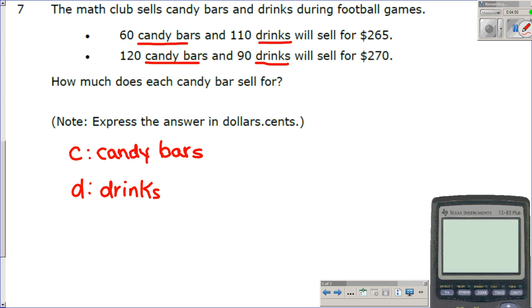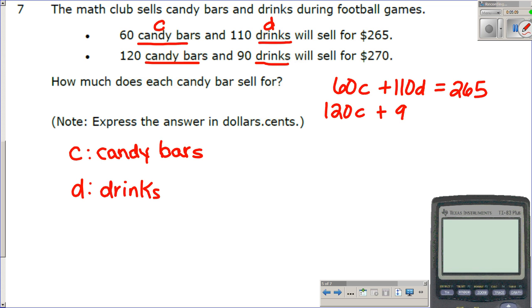So now we can use our variables. So we would write 60 candy bars plus 110 drinks equals $265. 120 candy bars plus 90 drinks equals $270. Now keep in mind, this problem is on the no calculator part of the test. And notice we have a system of linear equations. The way the equations are written, the easiest method would be elimination.